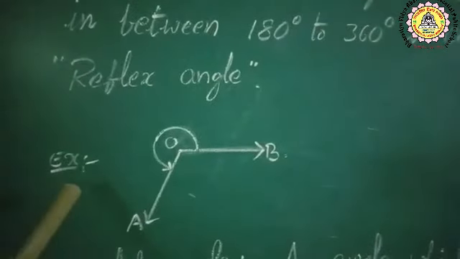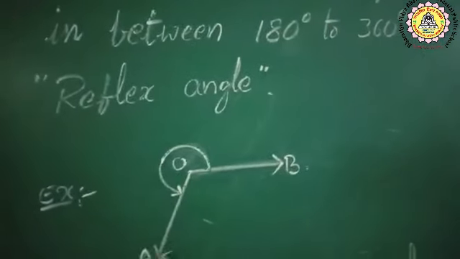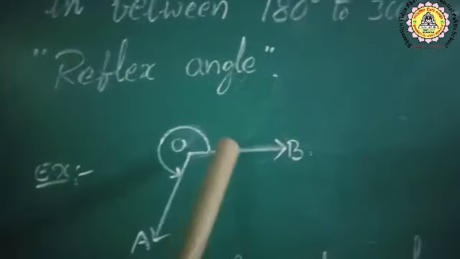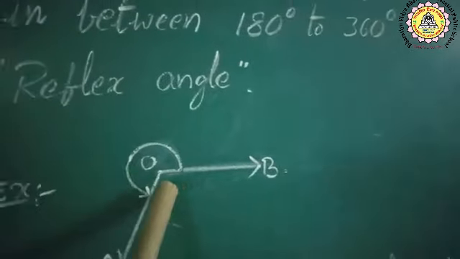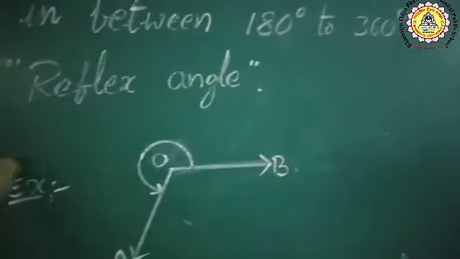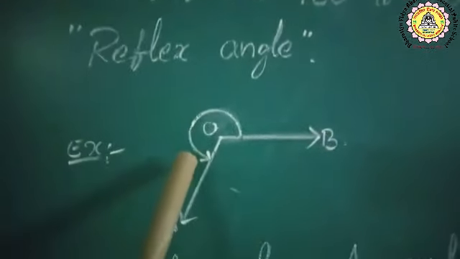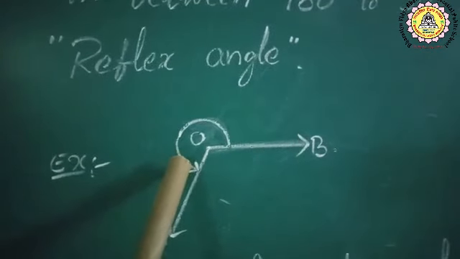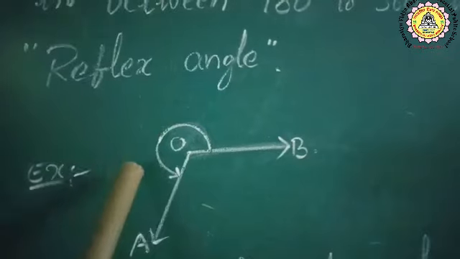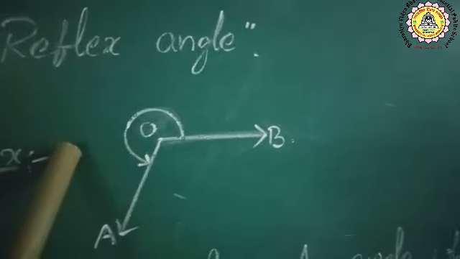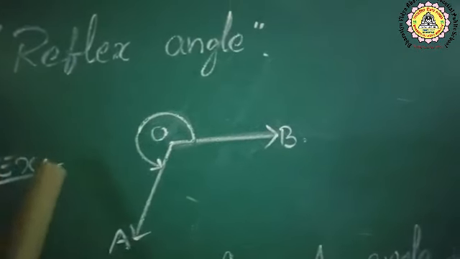See here the example for reflex angle. See, here I draw angle AOB, and observe this one. If I draw one straight line, what does it indicate? A straight angle. Okay, this is a reflex angle. So reflex angle means what? More than 180, less than 360.